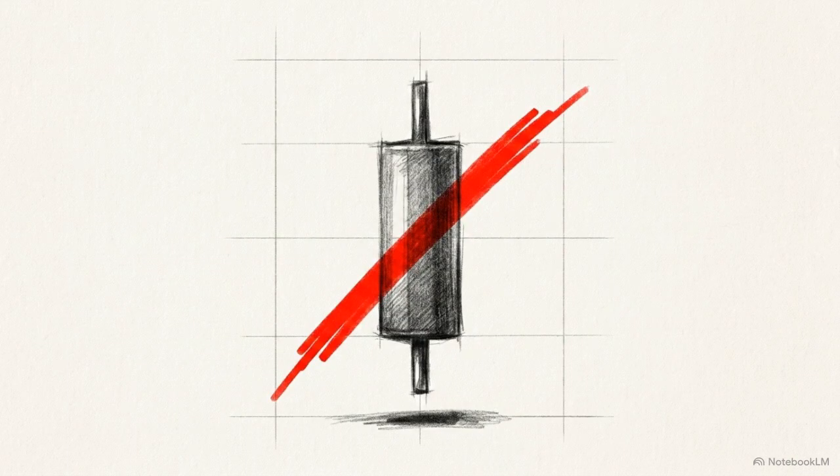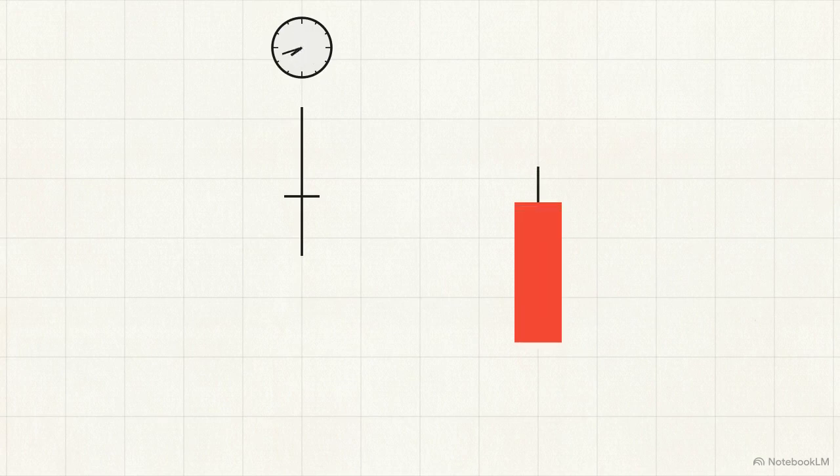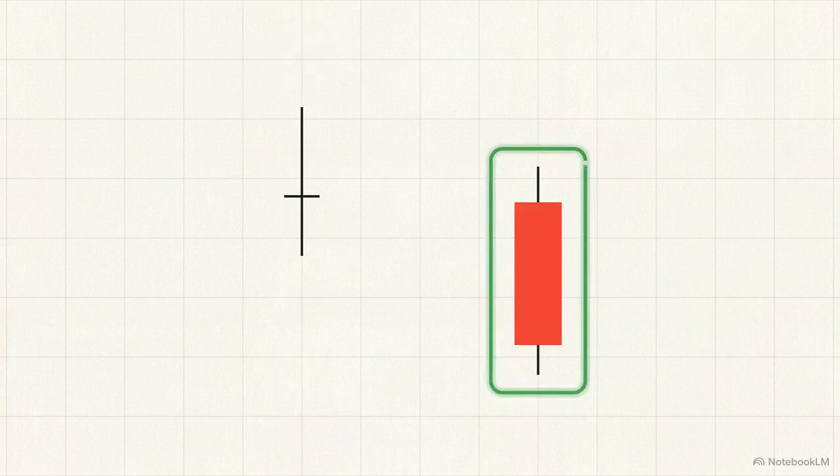This brings us to a critical procedural filter. Never trade an indecision pattern in isolation. A doji indicates hesitation, not a guaranteed shift in direction. You have to wait for the very next candle to close. You are looking for a decisive move in the direction of your expected reversal. That follow-up candle serves as your market validation.